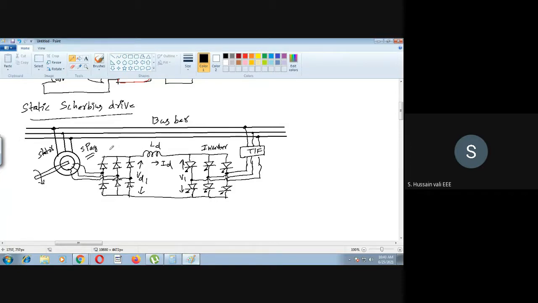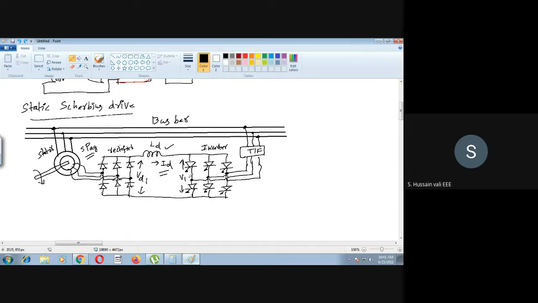Whereas you can call this the rectifier, because this rectifier converts AC to DC. Now you have the DC here, and you are sending it through an inductor Ld, so this Ld will maintain the current Id almost constant. Then the DC current and DC supply you are giving here, you are converting into AC once again.